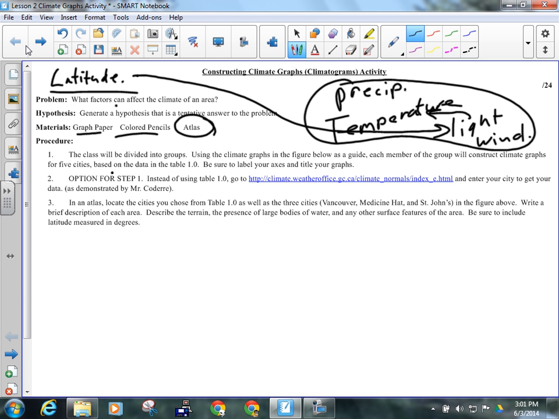All right, I would say you need to get into a group of 3. You can't be in a group of more. If you're in a group of more than 3, you're still going to be drawing 5 climatograms. Everybody in the group is drawing 5, no matter how many there are in your group. So you might as well just get in a group of 3. It makes your life a lot easier.